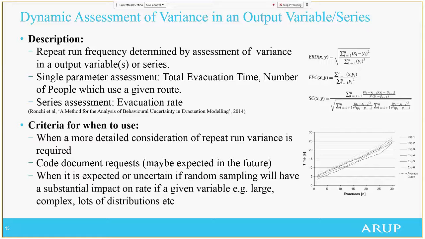So we may use a single variable to assess, so for example the total evacuation time of an evacuation simulation, and I might just look at how much the variance has changed by adding in another repeat run result. Conversely, I may look at a series of numbers, so for example the evacuation curve you can see in the graph here, and I might compare the actual shape of the graphs, and that's what these equations do that you can see here on the top right hand of the slide.